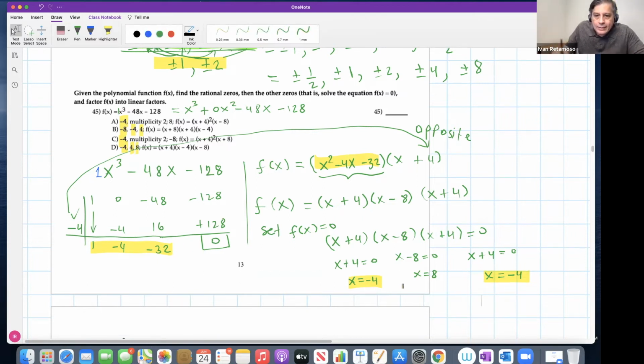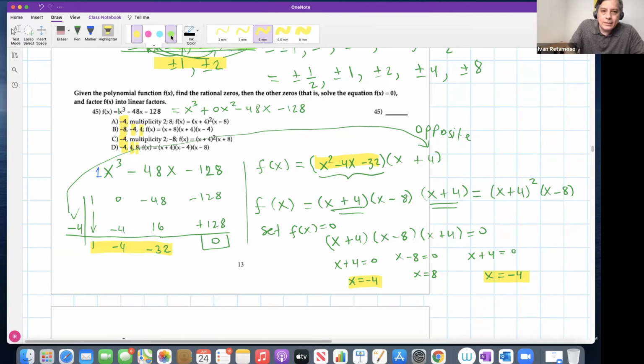Also notice that the full factorization can be written as follows. If these two are the same, I can write just x plus 4 squared, followed by x minus 8. This is the full factorization. So look at this full factorization and look at the zeros, which show multiplicity 2 for one of them, and find the answer then. So what should be the answer there? For number 45.